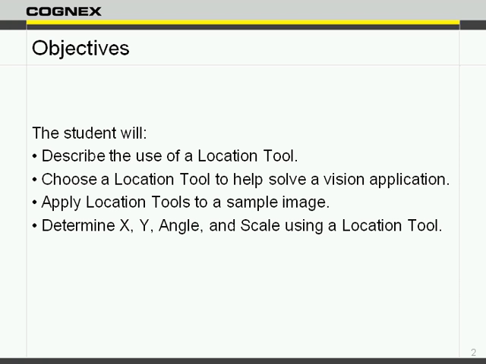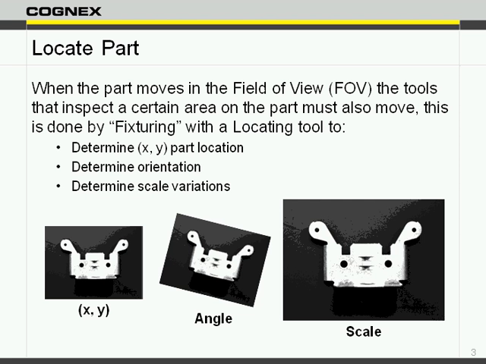A location tool, as I said, is used to determine the X, Y, angle, and also scale. Your part or whatever you're looking at may change slightly in scale, and we can adapt for that. In this slide you can see we're looking down at a bracket in our field of view. You can see the X, Y, and angle change in the middle picture, and to the right the scale of the bracket has changed. So the fixture or the location tool is what's taking care of that for you.